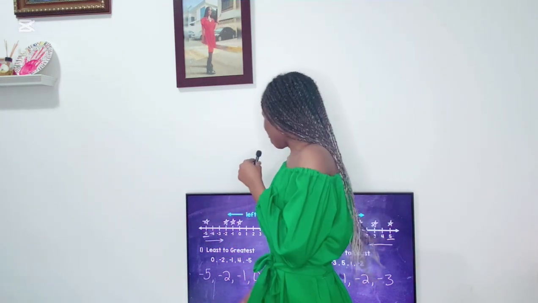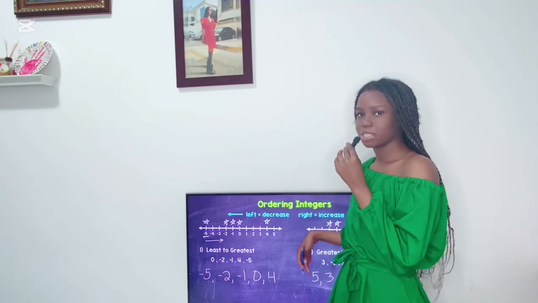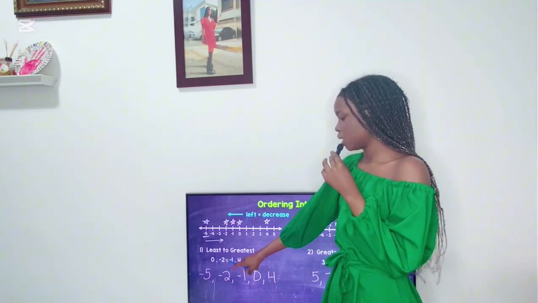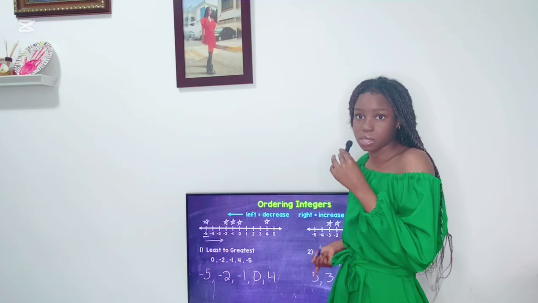Today, we're going to be talking about ordering integers. So, how to order integers. In other words, how to put them in order. From least to greatest, that's basically what we mean, or from greatest to least. It depends on the way they want you to do it.